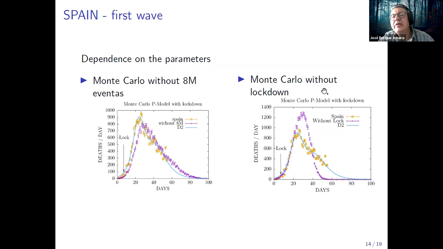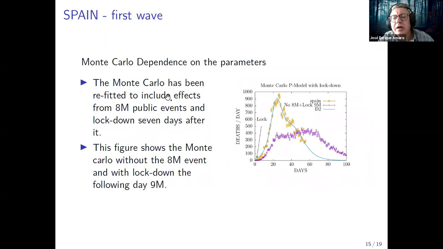Here we made the Monte Carlo, but without the lockdown. So we just change the parameter of the lockdown, we don't enforce lockdown. And we see that then the peak is narrower, and is higher compared with the lockdown here. And finally, here we assume that the Monte Carlo is without the 8M event, and with lockdown the following day, that is 9th of March. And we see that the peak changed completely and extends to large times, okay.